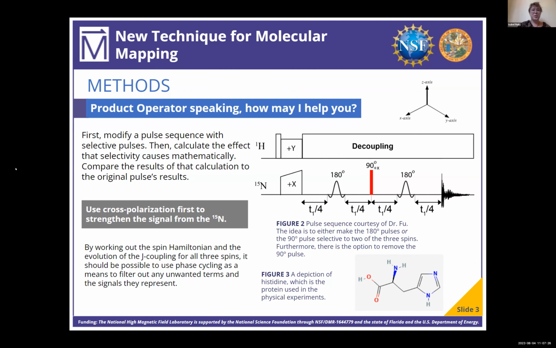And a 90-degree pulse, well, that's a right-hand rule. For those of you who have taken physics, you point your thumb in one direction, you curl your fingers in the other direction, it'll tell you where things are moving. And in the bottom right, we have an image of histidine, which is the protein that we'd be using for these measurements. So you can see here, the nitrogens are what we're concentrating on, right?